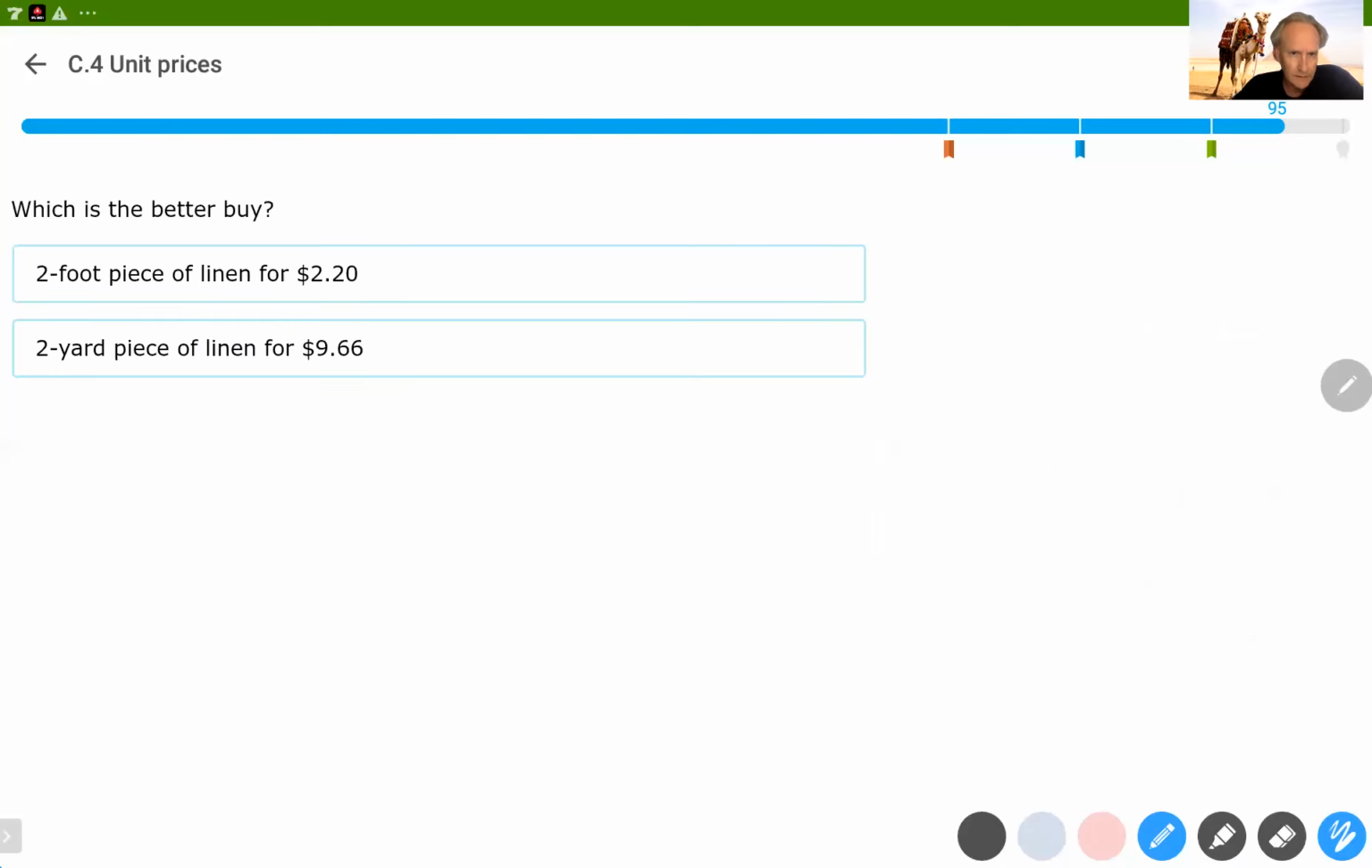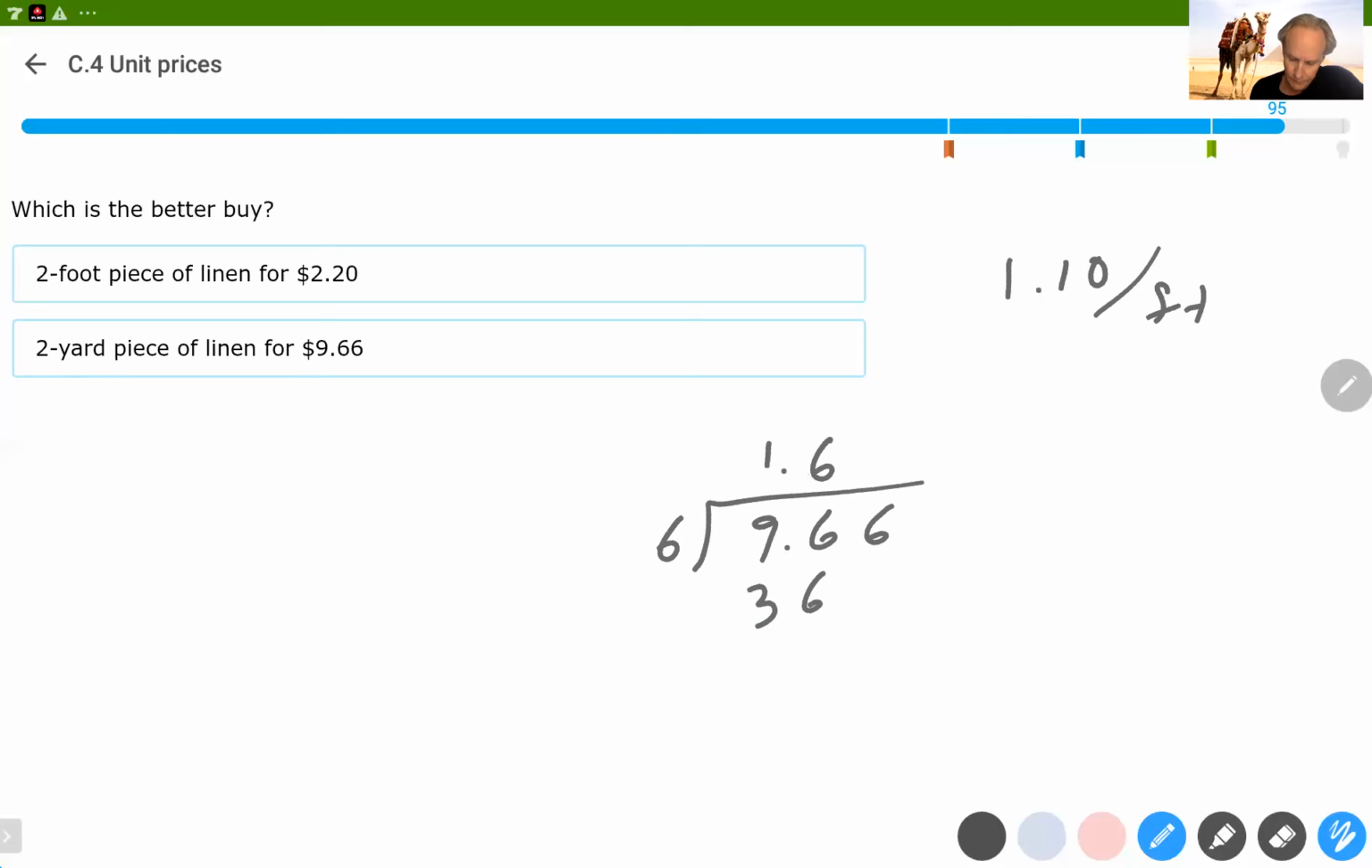2-foot piece of linen means it's $1.10 per foot. And 2 yards is 6 feet. So we're going to put 6 into 966. Goes in 1. That's 3, 6, 1. Looks like this one is cheaper. This is per foot. This is per foot.